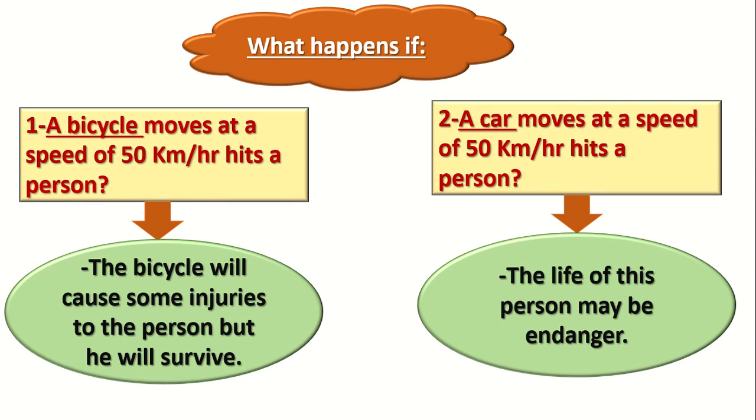For example, we have a bicycle and a car, and both of them are moving at the same speed, 50 kilometers per hour, and both of them hit a person. What will happen? What is the damage for the person in each one of them? The bicycle will cause just some injuries to the person, but the person will survive. But with the car, the life of the person may be endangered. So the car will cause more damage than the bicycle. The big mass vehicle causes more damage than the small mass vehicle.